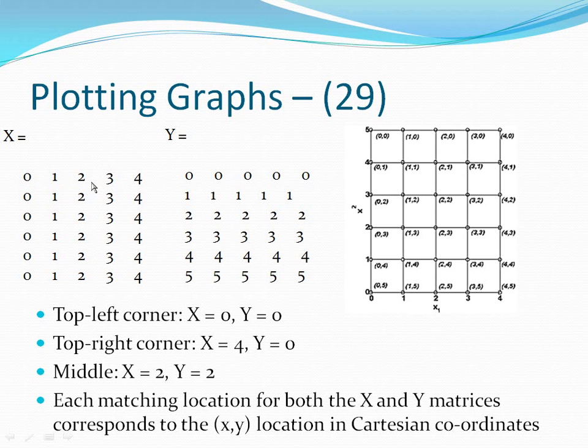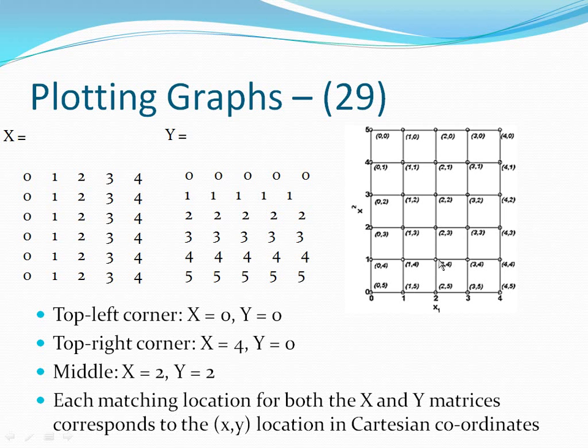X is going to show you the horizontal coordinates, y will show you the vertical coordinates. So if you wanted location 2, 1, you go to the corresponding element, which is here, so the x value is 2, the y value is 1. If I wanted to go to this location, the x value is 3 and the y value is 3. If I wanted to go here, the x location is 2, the y location is 4.